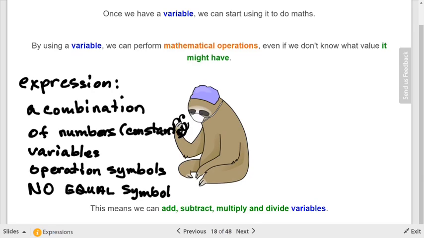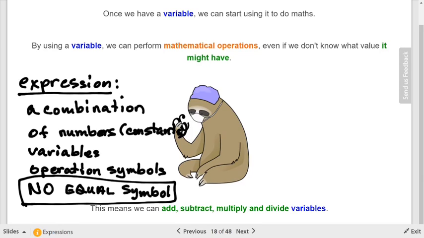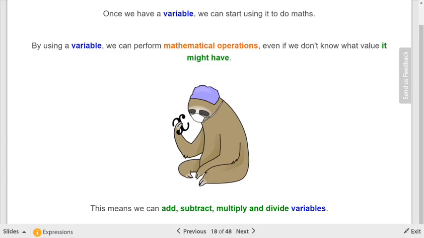Do you know what signs are? Yes. Positive or negative, right? Those are your signs. So an equal symbol is really a symbol. But they don't have an equal symbol. If they had an equal symbol, then they would no longer be an expression, but an equation. And those are two different types of mathematical problems or sentences. Okay? Good. All right.